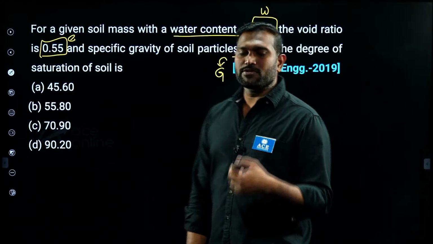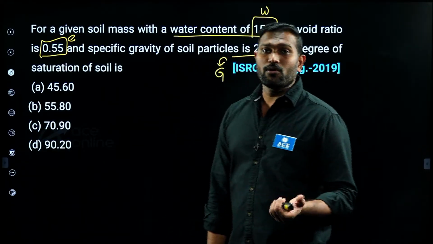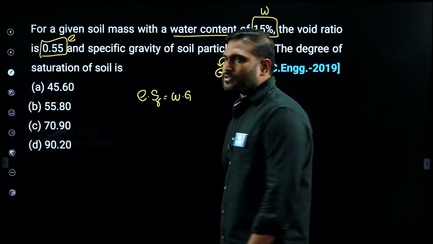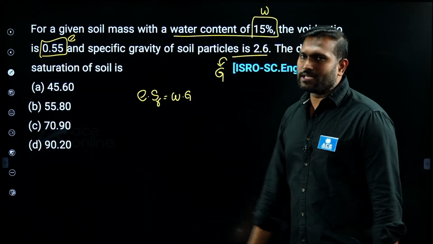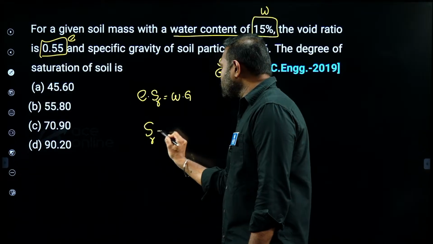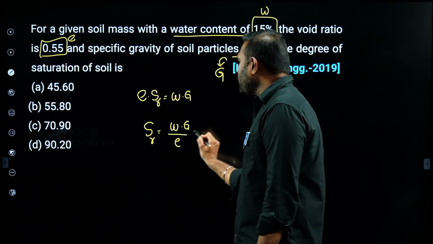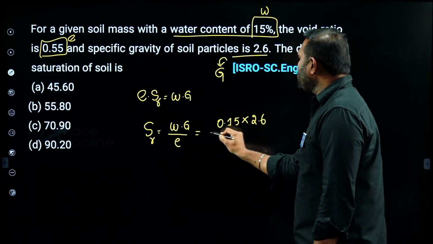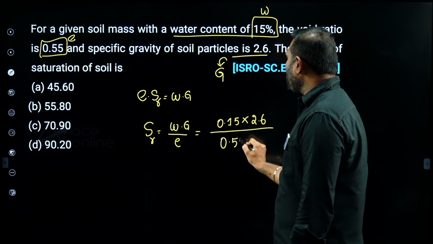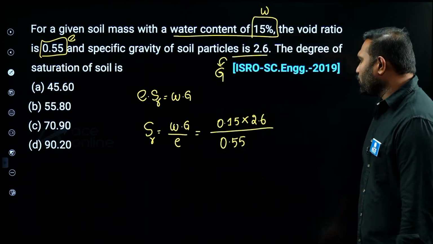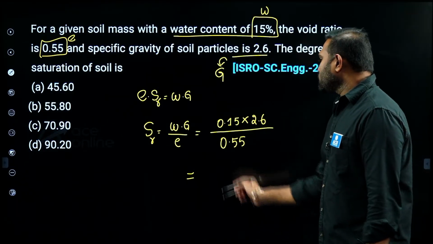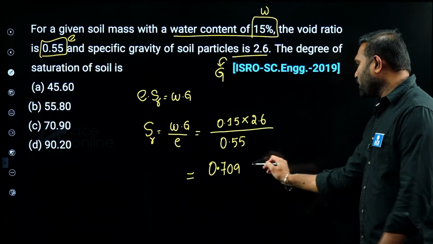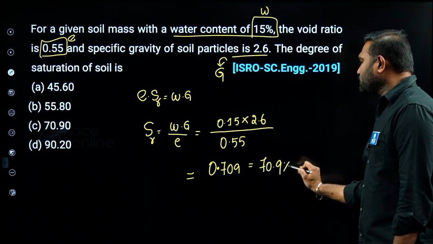That's the first and foremost equation in geotechnical engineering: e into S_r is equal to w into G. Fundamentally we have everything; what we require is the degree of saturation. So S_r is equal to w into G by e, which is 0.15 into 2.65 by the void ratio 0.55. If you work it out, you get a value somewhere around 0.709. In terms of percentage, 70.9.